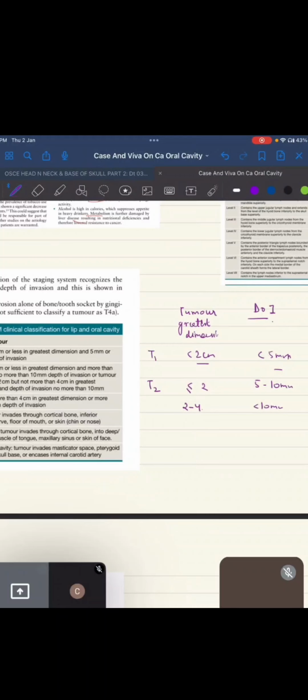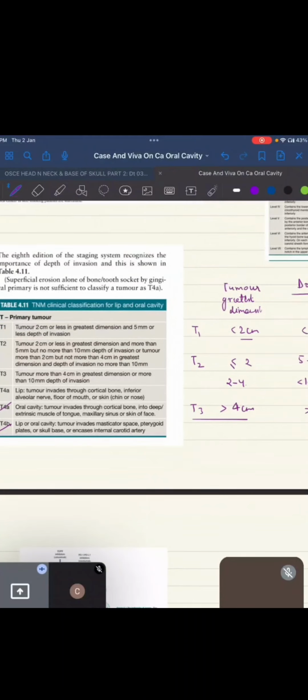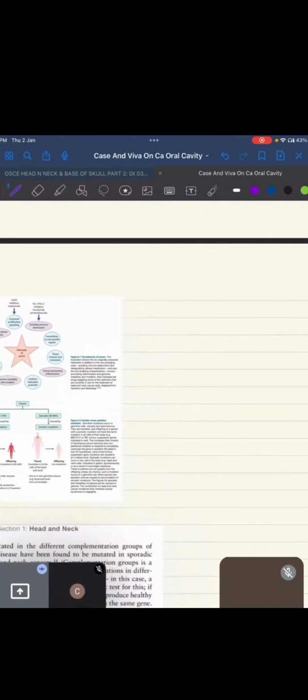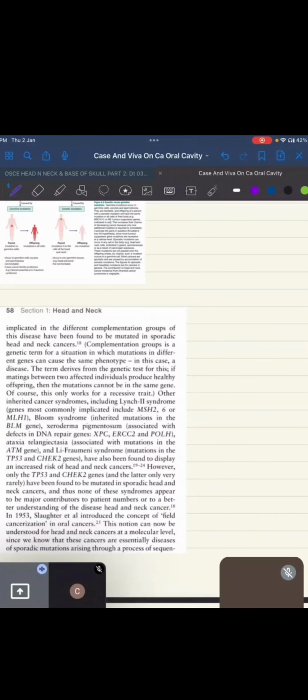Almost the same. Then comes T3. This increases to more than 4 centimeter and this goes to more than 10 mm. And for T4, you can refer to this. Okay, what they have mentioned. Okay, so moving here. Next question which you should cover is, I'll just share with you guys.